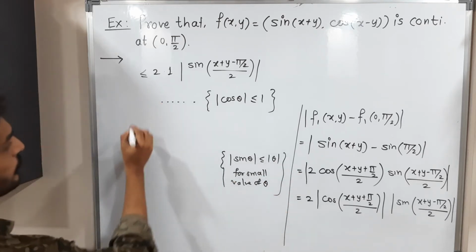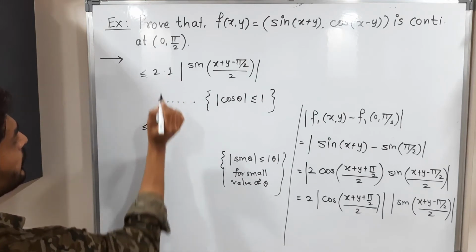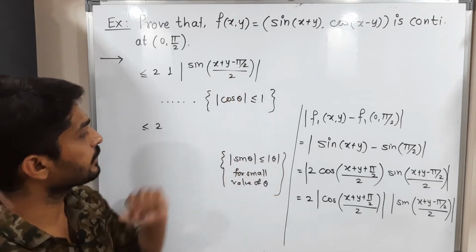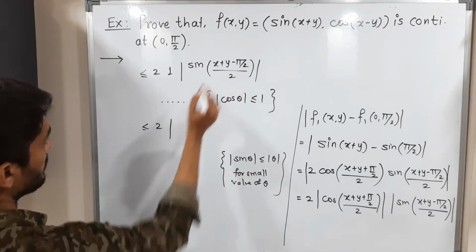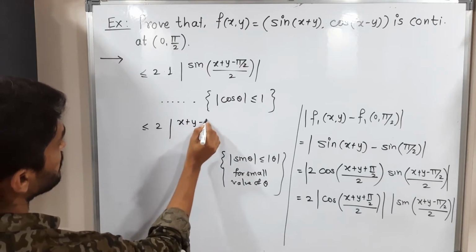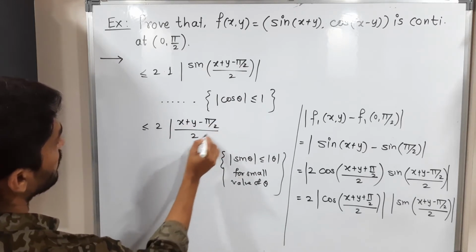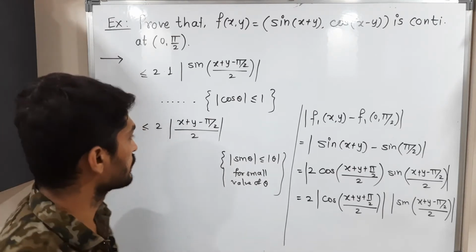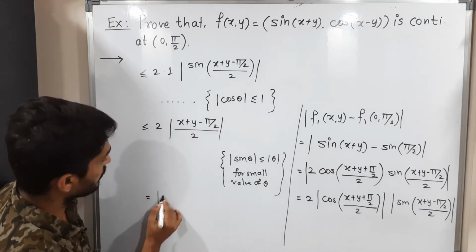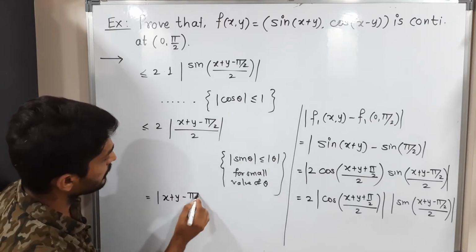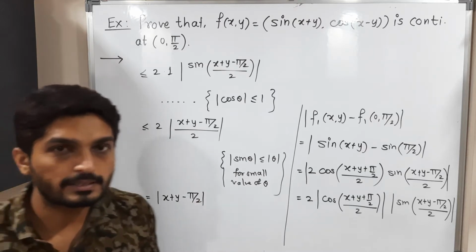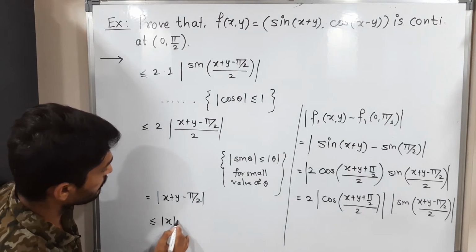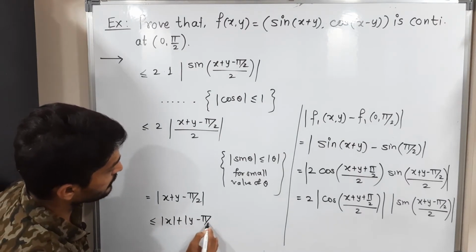So if I use it, I can write this is less than or equal to 2 into 1, 2. And mod sine theta, this is theta, you are getting? So mod of sine theta is less than or equal to mod theta. So this is less than or equal to mod of (x plus y minus pi by 2) divided by 2. So this 2 and 2 will get cancelled, so this is equal to mod x plus y minus pi by 2. See, if I take a separate mod, the value will get increased. So this is less than or equal to mod x plus mod y minus pi by 2.